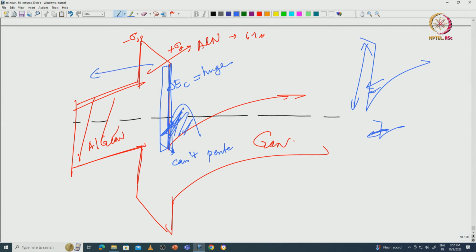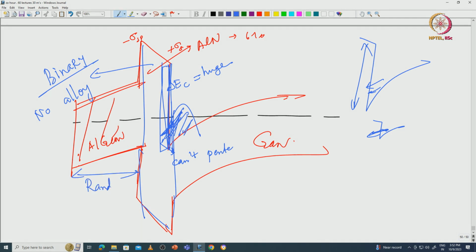Secondly, this AlN is a binary, it is not a ternary, it is a binary alloy, so it has no alloy scattering. Even if electron tunnels a little bit, which is very unlikely, it will see a binary alloy which does not have any random alloy fluctuation. You have separated the random alloy from the 2D electron gas here. So number 1, tunneling reduces, almost becomes 0, correct, and number 2, it is a binary alloy, so there is no alloy scattering even if it tunnels.